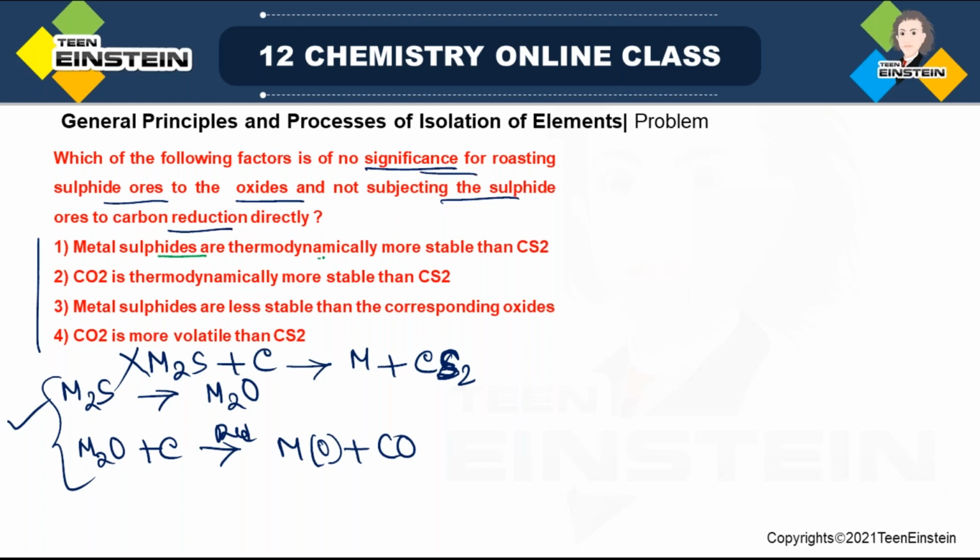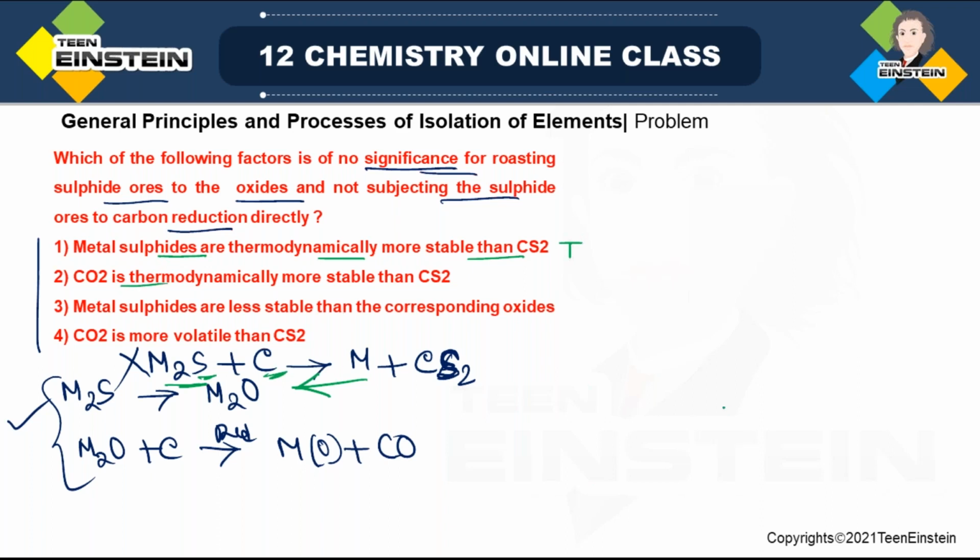Now here the first statement is saying metal sulfides are thermodynamically more stable than CS2. Now see, this is actually correct. Why? Because if M2S is more stable, then the forward reaction is not possible. Then the backward reaction will take place, because the system will always try to move towards the more stable compound. That is why this method is not possible, because whenever you try to reduce M2S with carbon, you will end up with M2S, because this reaction will not take place, as the metal sulfide is more stable. So this statement is important and it has some logic behind it.